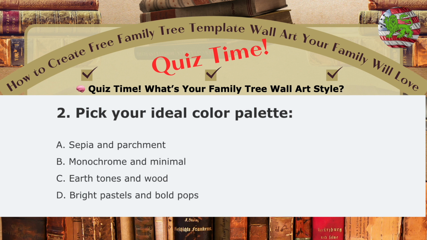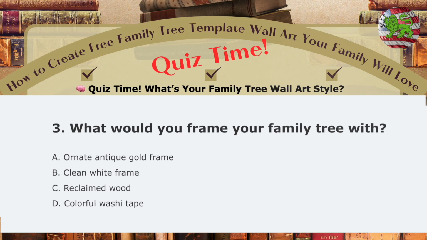Pick your ideal color palette. Okay. A, sepia and parchment. B, monochrome and minimal. C, earth tones and wood. Or D, bright pastels and bold pops. Wow. Pretty cool list of choices, to be honest, man. I'm not sure what I would pick. Maybe on any given day I might pick something different. All right, got your answer? Cool. We're moving to number 3.